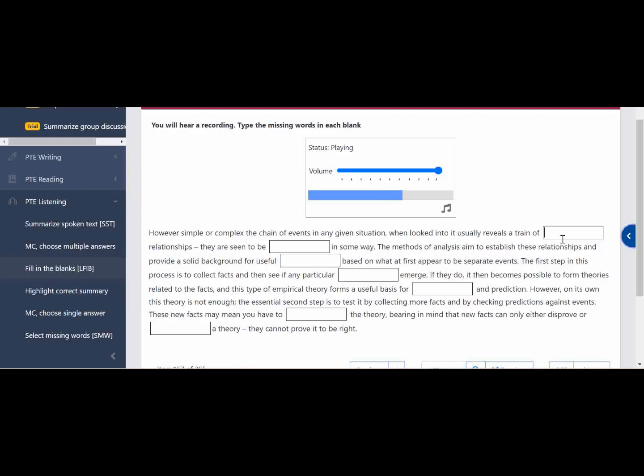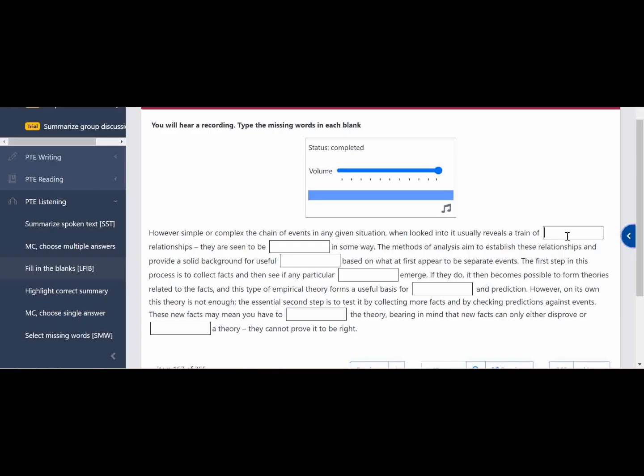However, on its own this theory is not enough. The essential second step is to test it by collecting more facts and by checking predictions against events. These new facts may mean you have to modify the theory, bearing in mind that new facts can only either disprove or support a theory. They cannot prove it to be right.